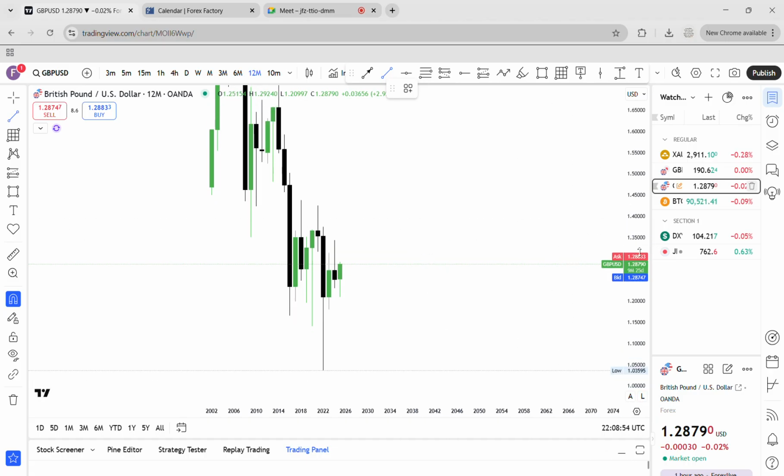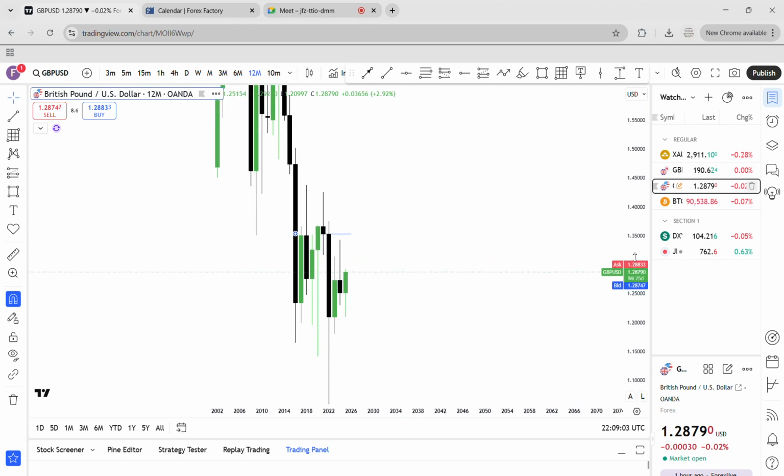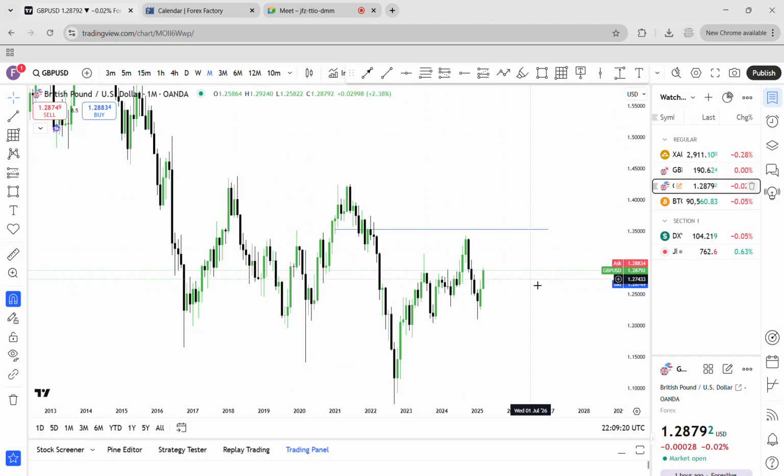So in this 12 months, we have open and close right here. This is the closest area. And of course, we have all those highs, right? And this one right here. But we don't really need to take this one. We just take the open and close level, which is this one right here first. And now you can go down to your monthly time frame.